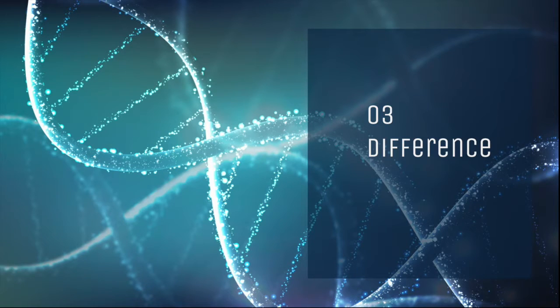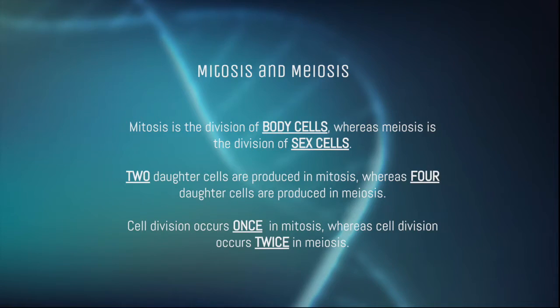So what are the differences between meiosis and mitosis? Mitosis is the cell division of body cells, whereas meiosis is the division of sex cells. Two daughter cells are produced in mitosis, whereas 4 daughter cells are produced in meiosis. Cell division occurs once in mitosis, whereas cell division occurs twice in meiosis.